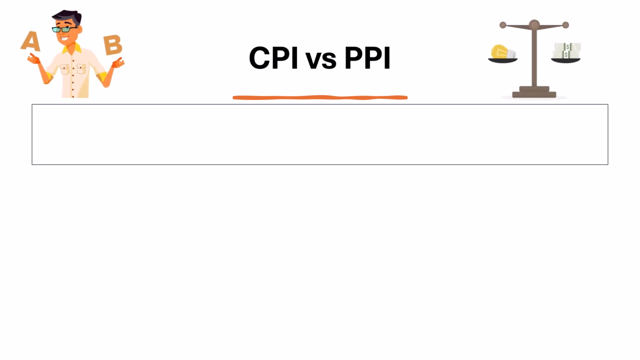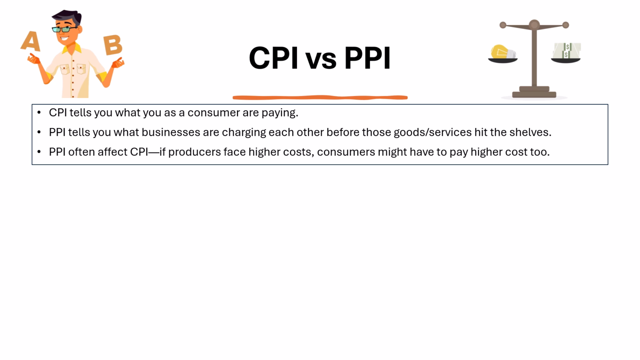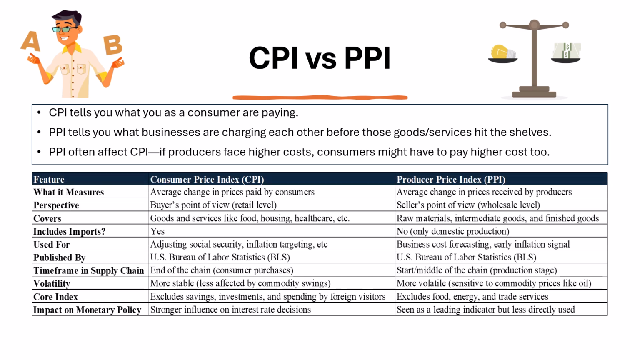Before we end this video, let's compare CPI and PPI. CPI tells you what consumers are paying. PPI tells you what businesses are charging each other before those goods or services hit the shelves. PPI often affects CPI. If producers face higher costs, consumers might have to pay higher prices too.